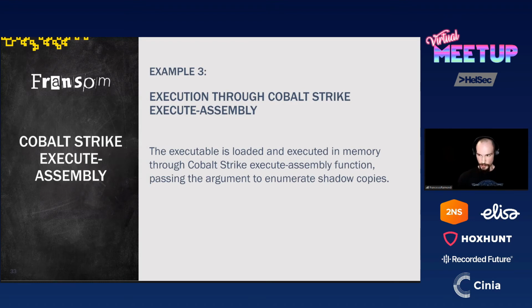Then we have the execution of the tool through the ExecuteAssembly function of Cobalt Strike. I'm sure most of you are familiar with Cobalt Strike, but just very briefly, Cobalt Strike is a command and control framework that works by controlling endpoints with what are called beacons. The ExecuteAssembly function allows us to use a beacon to inject a C# .NET assembly into a managed process. So here we are invoking the Fransom assembly through the ExecuteAssembly function of Cobalt Strike by using a pre-existing Cobalt Strike beacon that is running on the endpoint. And we specify the option to enumerate shadow copies that are present on the host.